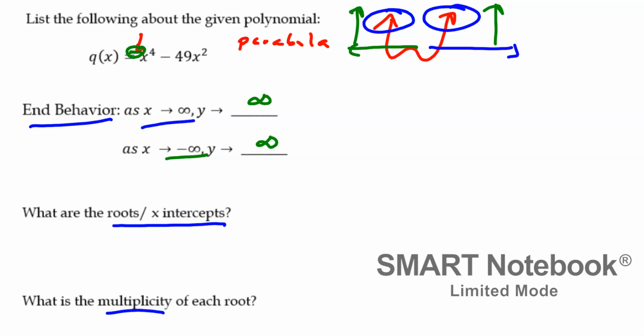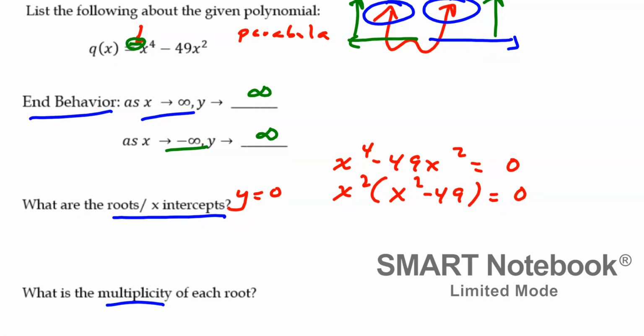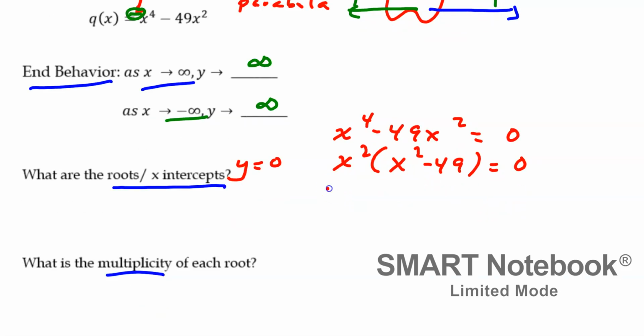What are my roots? Well, the original equation is x⁴ minus 49x squared equals 0. The reason I set it equal to 0 is because I'm trying to find x-intercepts, and y is always 0 when I'm trying to find that. If I solve this by factoring, I can take out a GCF of x squared, and then I would be left with x squared minus 49 equals 0. I would continue factoring in here and get (x plus 7)(x minus 7).